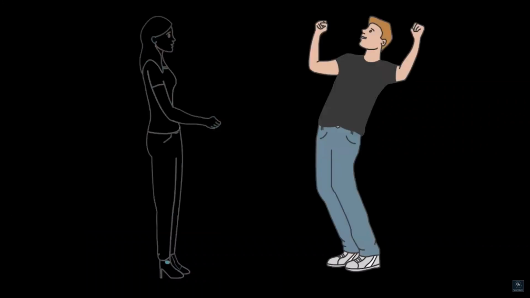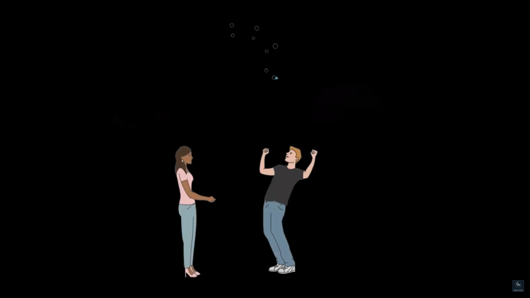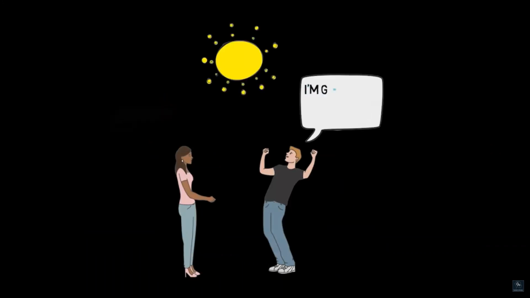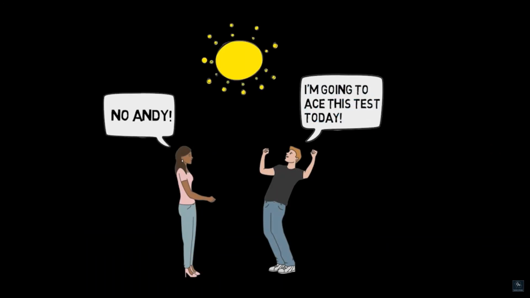Maria and Andy are high school students in Arizona. Andy always gets an A on his math test when it's sunny outside. On one sunny day, before Andy goes to math class, he tells Maria, "I'm going to ace this test today because it's sunny." Maria objects.